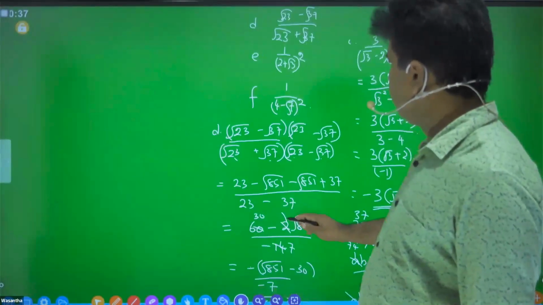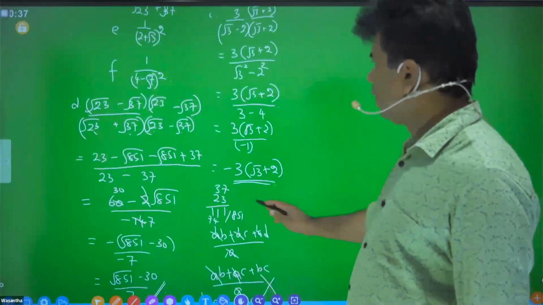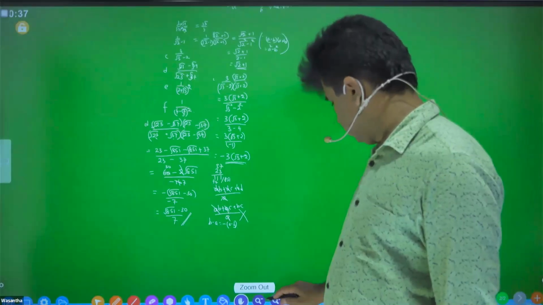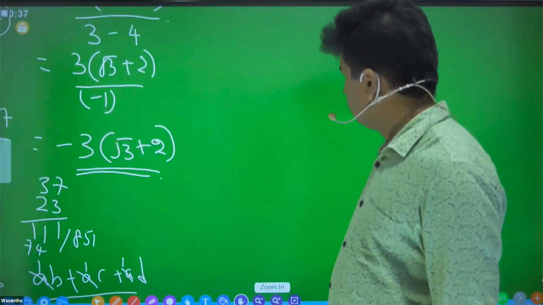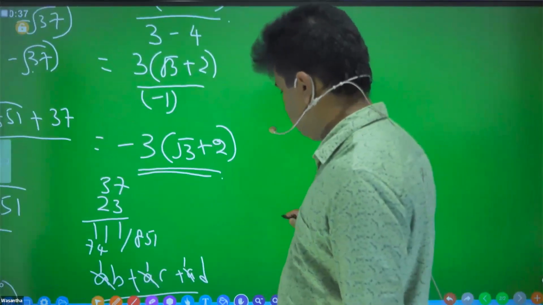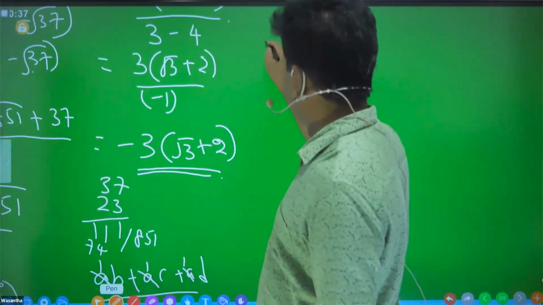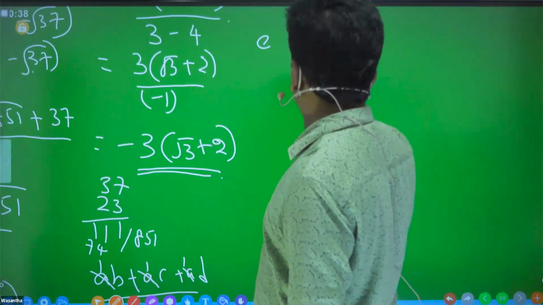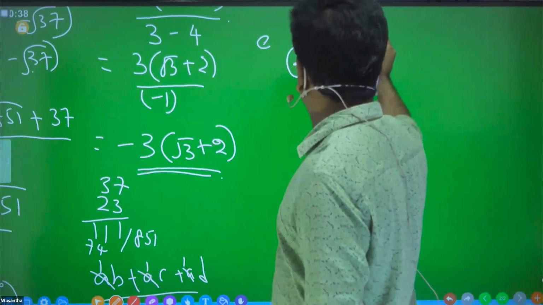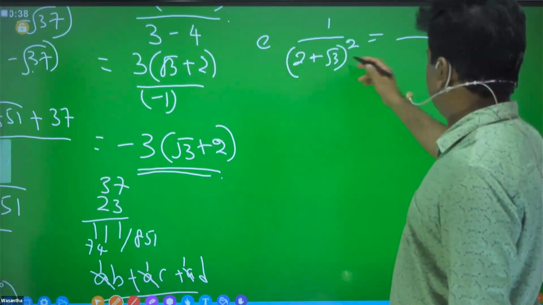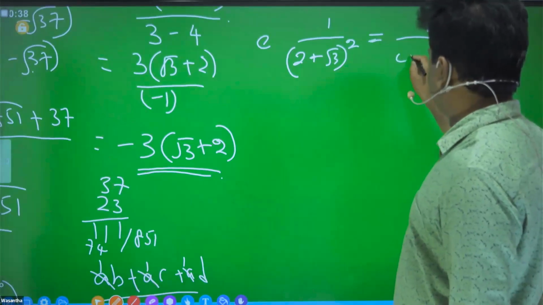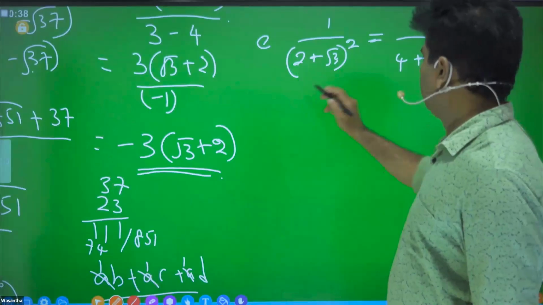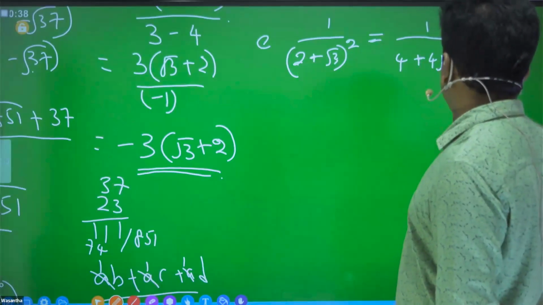Next one, part E: 1 over 2 plus root 3, squared. So what do we do first? We go to the binomial expansion. That means 4, plus 4 root 3, the product of them into 2, and plus root 3 squared is 3.